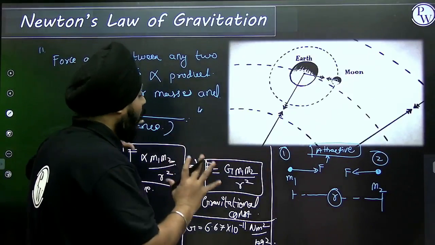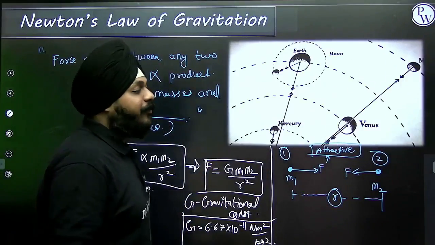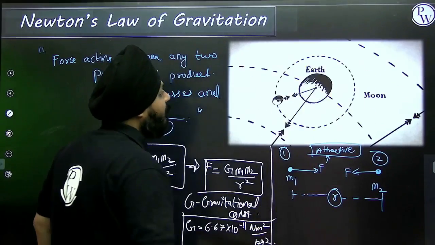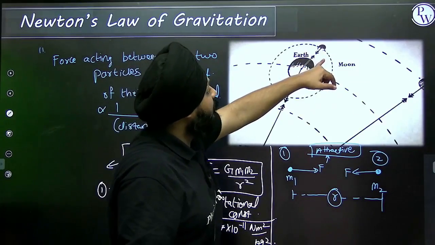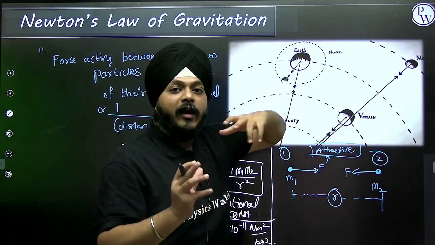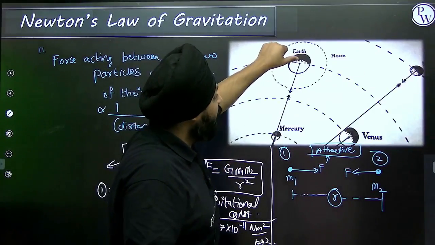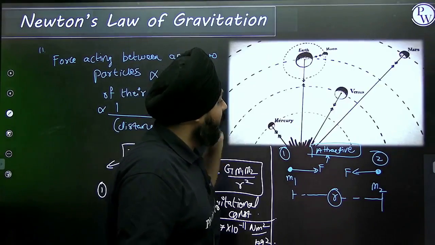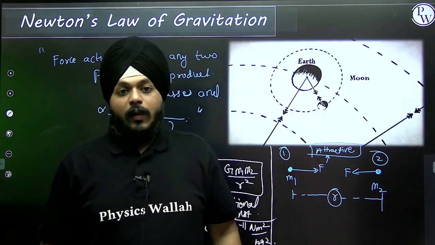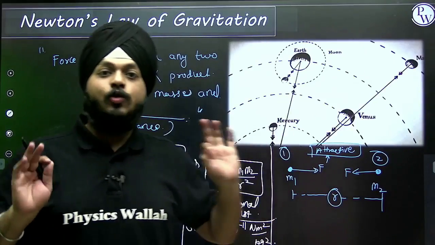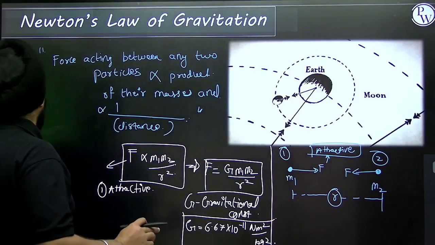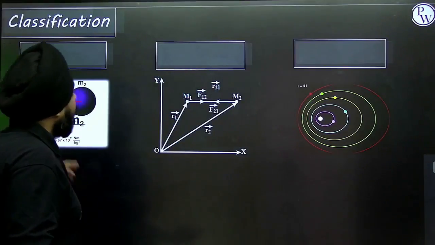So this is all about the basic definition. You can see it in the visualization also. This is Earth, this is Moon. There is a kind of attraction between Earth and Moon. Maybe the value will be different, but there exists an attraction between the Earth and the Sun. So that is what the basics of Newton's law of gravitation are all about.